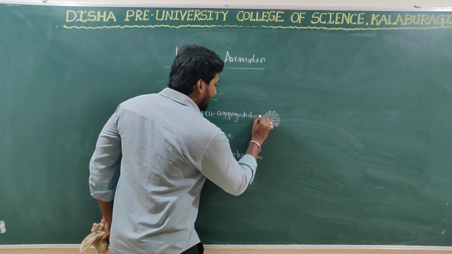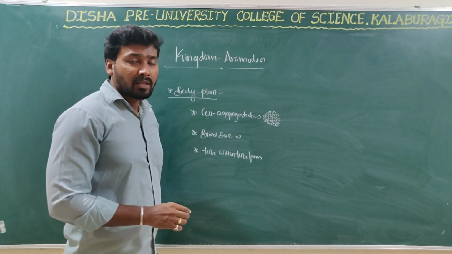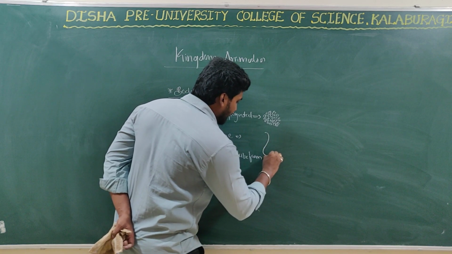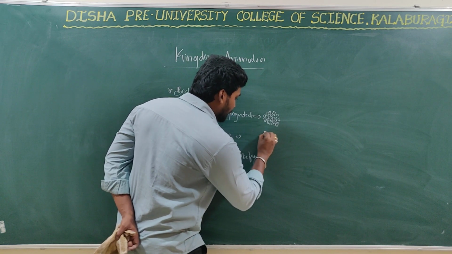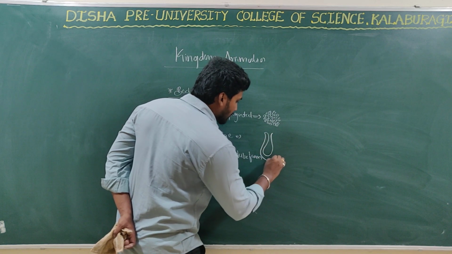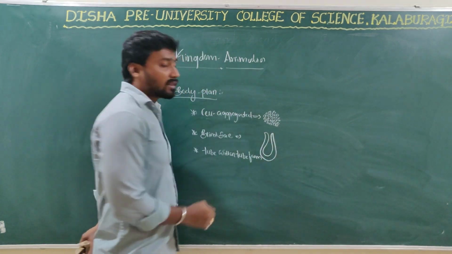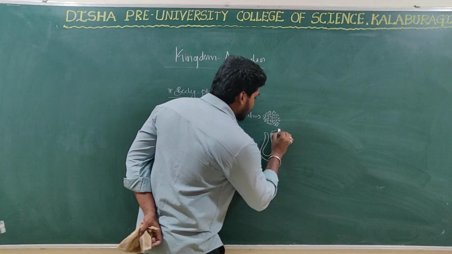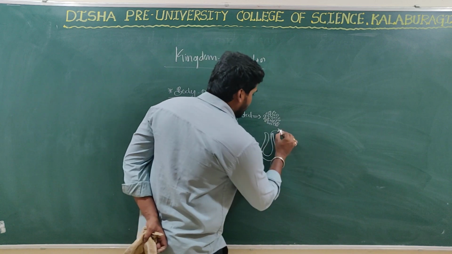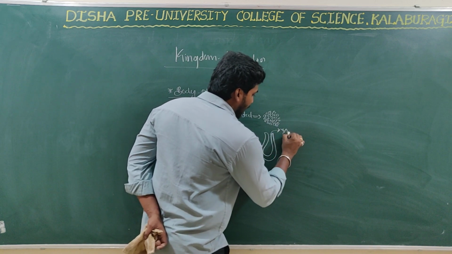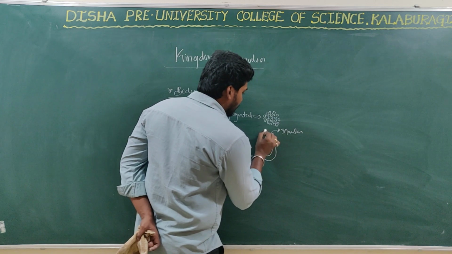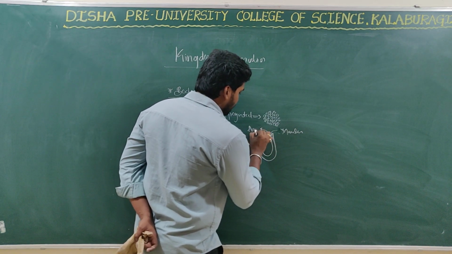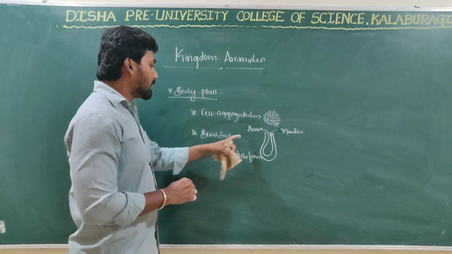Whereas in the blind sac type, there will be only one opening, which acts as a mouth for the intake of food, and the same opening acts as the anus for the outlet of undigested food. That is said to be a stomium. One opening acts as the mouth, and the same opening acts as the anus. That is said to be a blind sac.